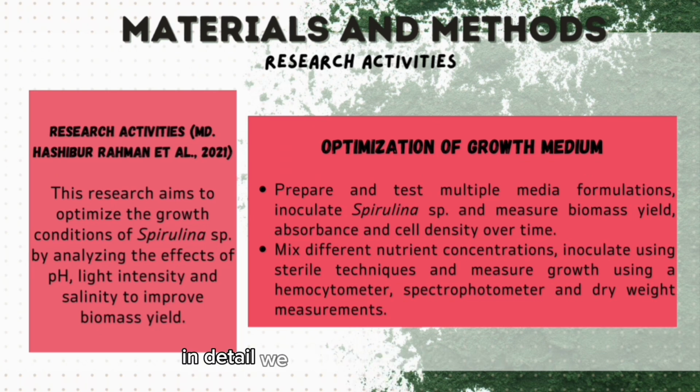In detail, we use standard laboratory procedures to mix different nutrient concentrations. Then we inoculate cultures using sterile technique and measure growth parameters using a hemocytometer for cell count, a spectrophotometer for absorbance, and dry weight measurements for biomass yield.